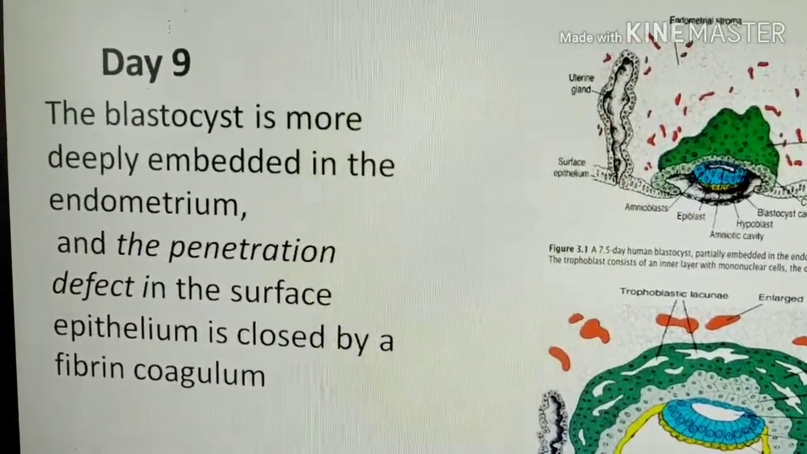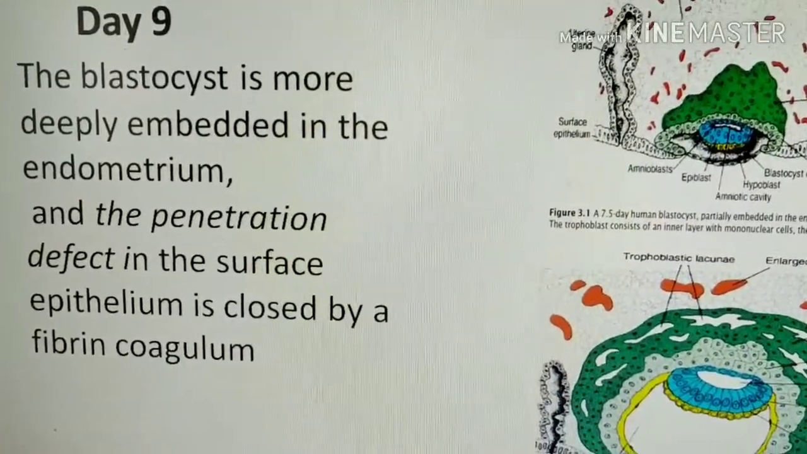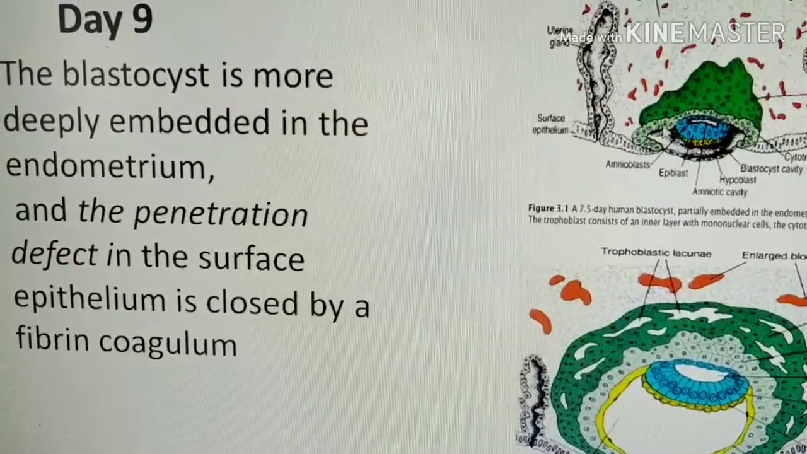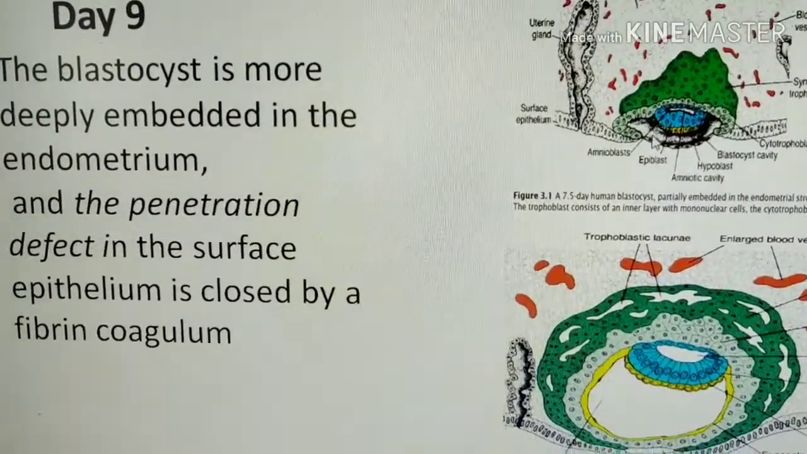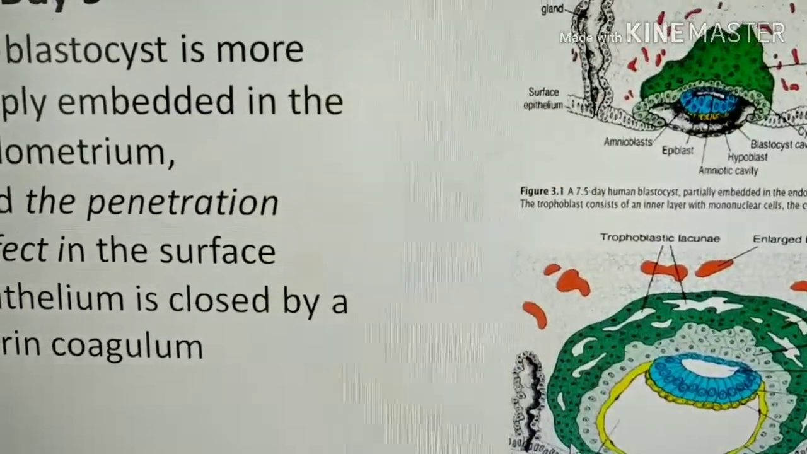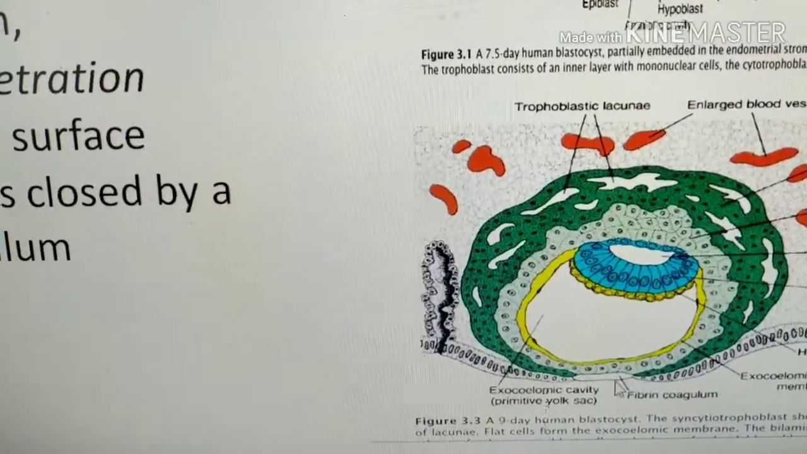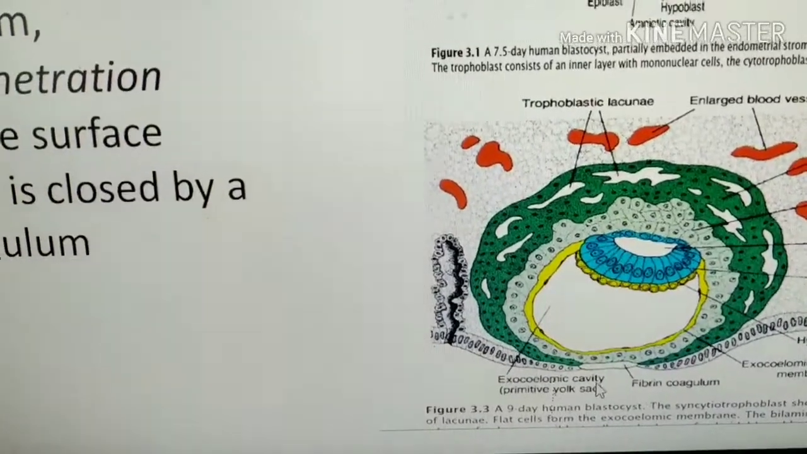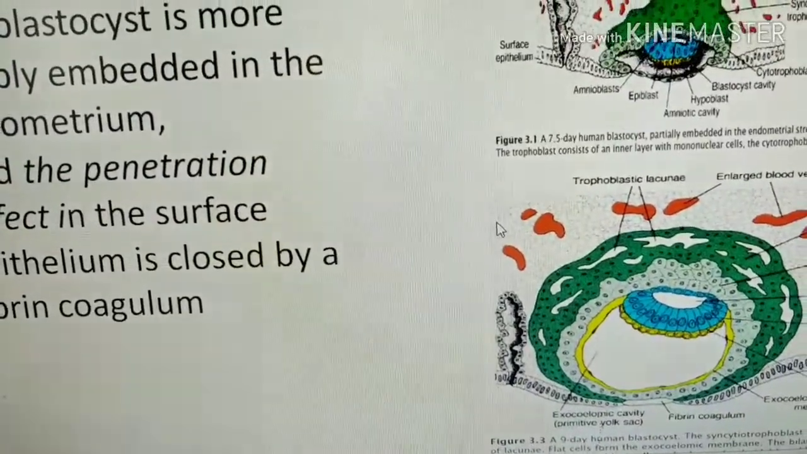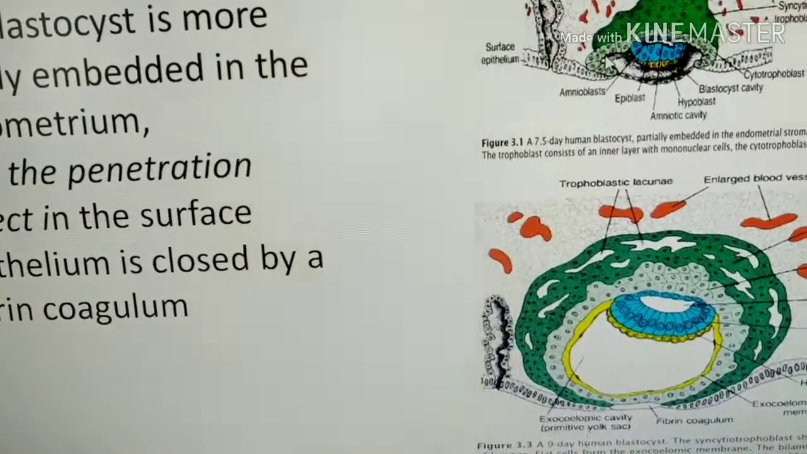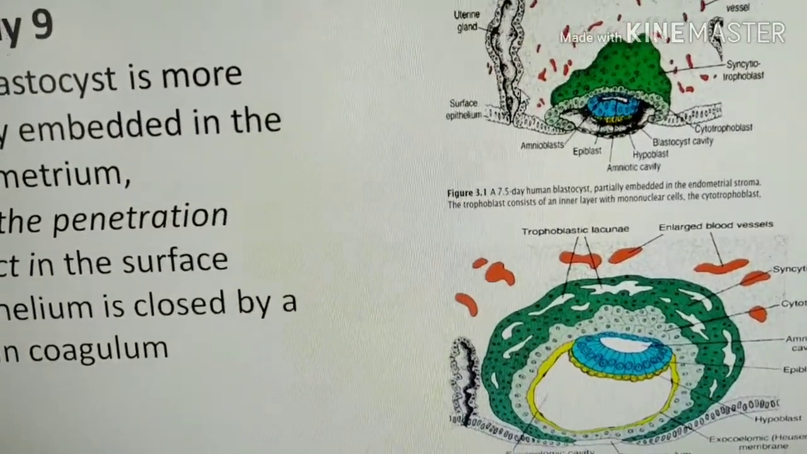Now day 9. During this day, the blastocyst is more deeply embedded in the endometrium of the uterus, and the penetration site is gradually closed by a fibrin plaque, fibrous tissue. So on day 9, the blastocyst is deeply embedded in the endometrium of the uterus.